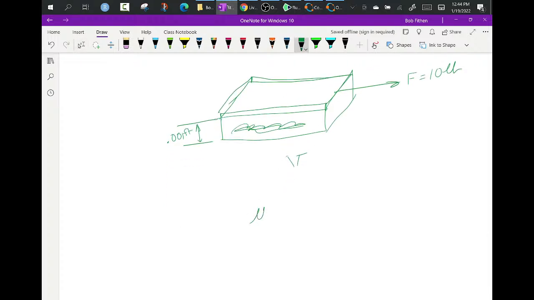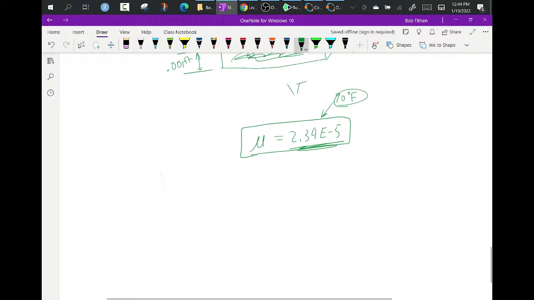I know the viscosity of water is 2.34 e to the minus 5. You can look this up, and you'll see that it's around 70 or 80 degrees, somewhere around there. That's the viscosity. The viscosity does change. So then the question is, what is the velocity? You pulled it at 10 pounds. How far did it go? How fast does it go?